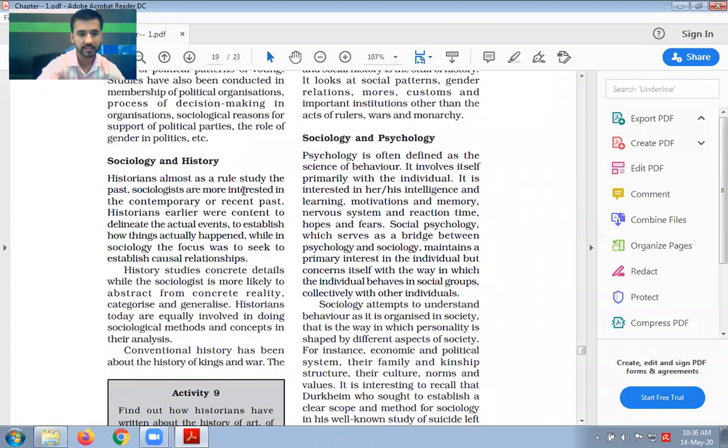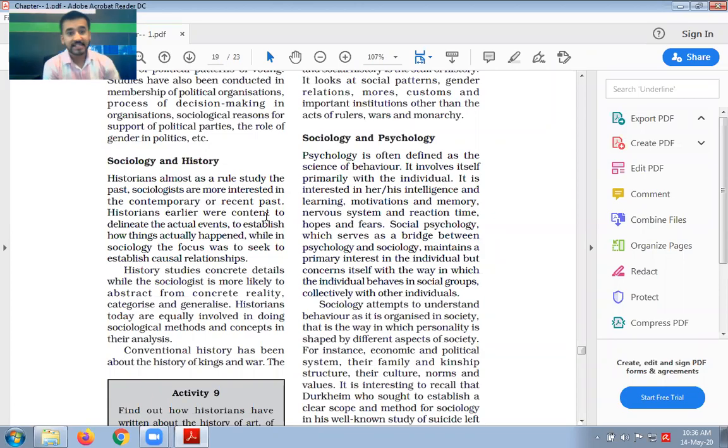So I'm sure you're understanding. The historians almost as a rule study the past. You all know that they study the past, right? Sociologists are more interested in the contemporary or recent past. When we talk about things that happened a very long time ago, that is the study of history. Things that happened a long time ago, that is what the study of history is all about. That's what the subject matter of history is.